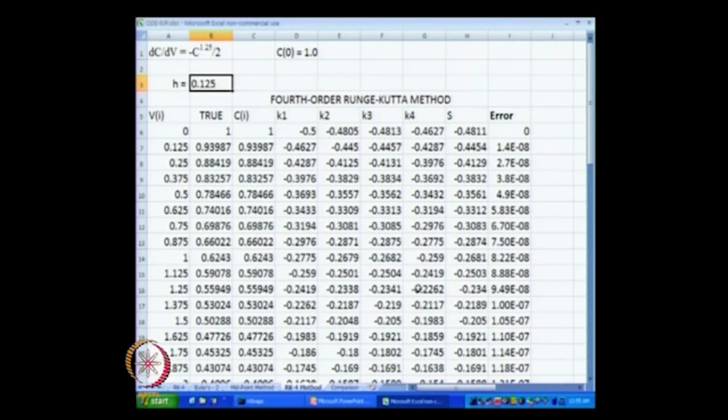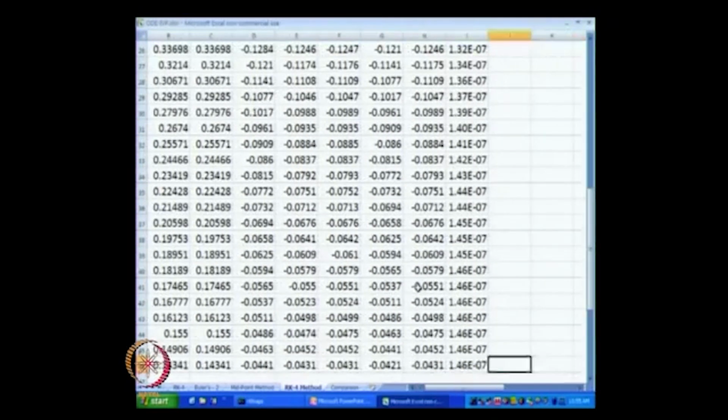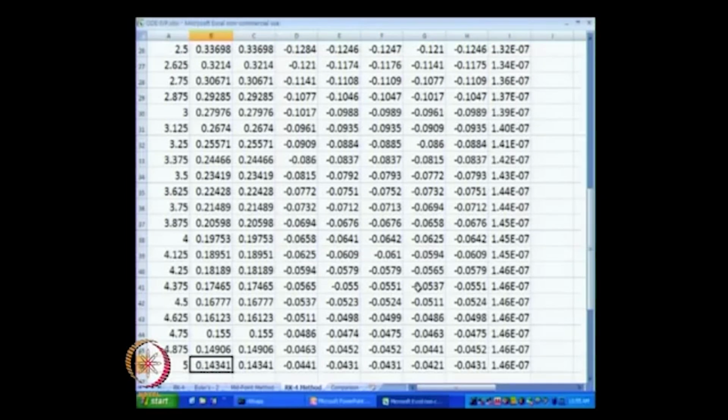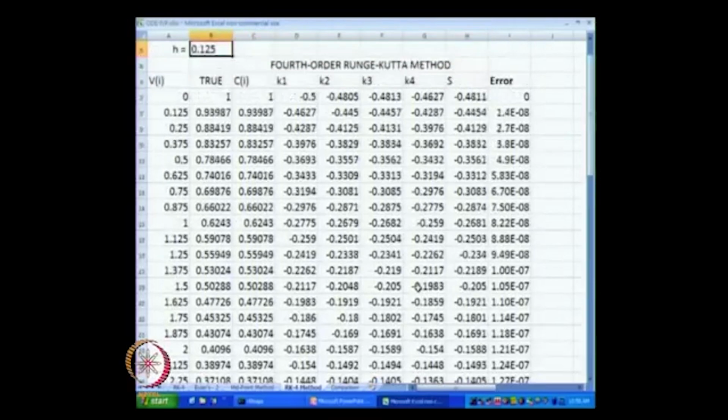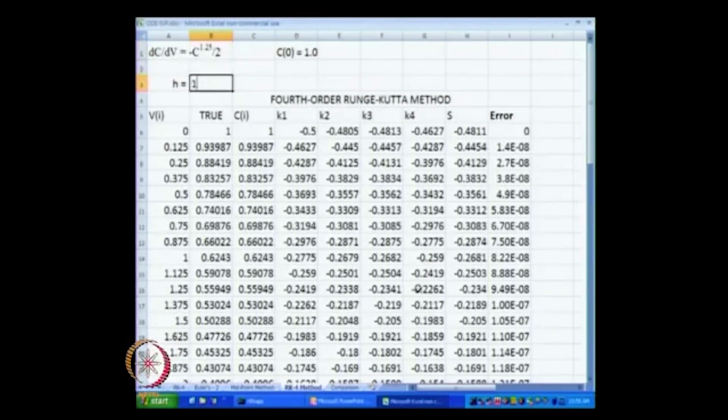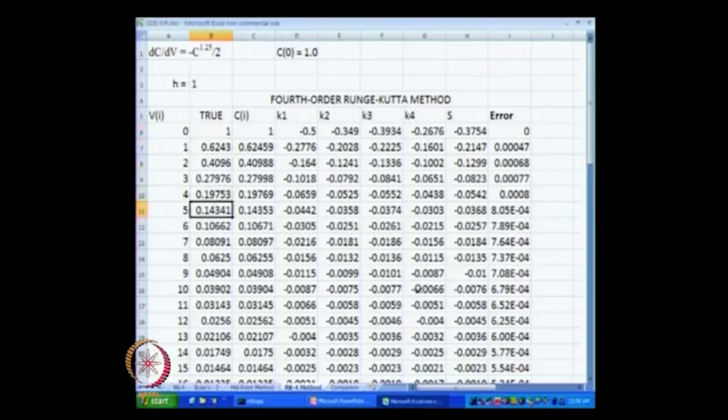For H equal to 0.125, we had used this method, and at volume equal to 5, we saw that the error was 10 to the power minus 7. What we did next was we changed H to H equal to 1, and for H equal to 1, the error in case of volume V equal to 5 was of the order of 10 to the power minus 4.